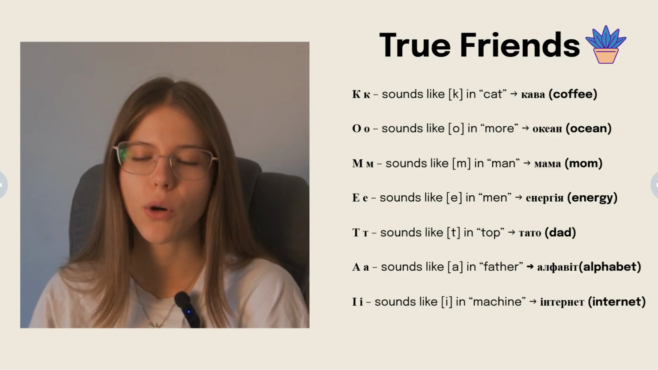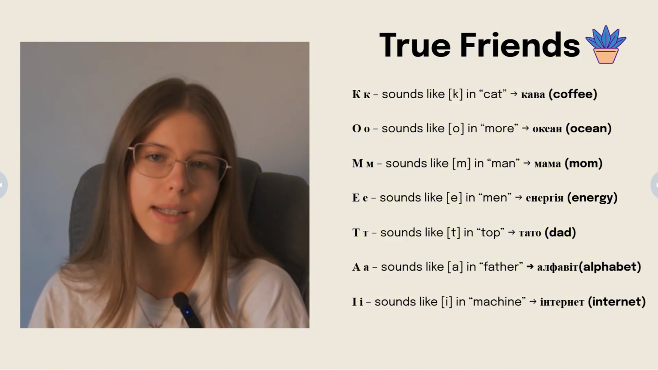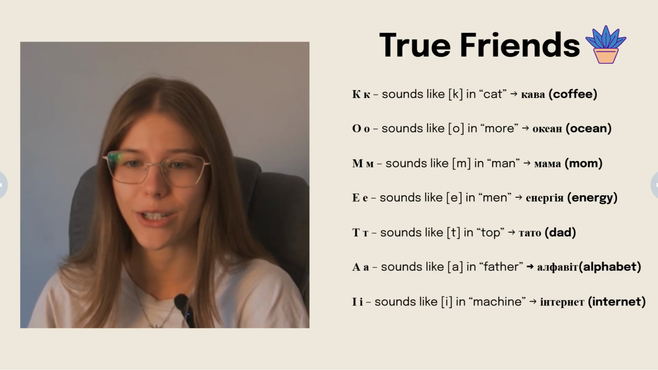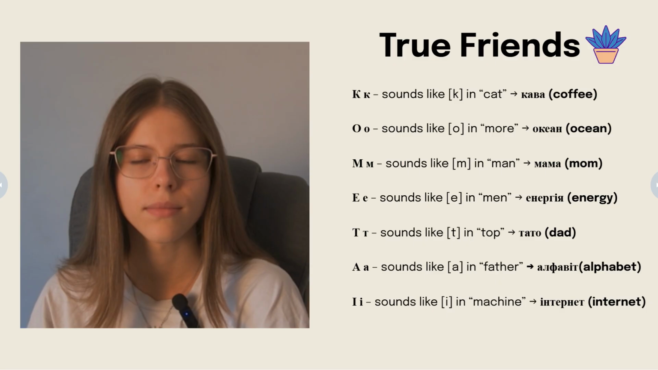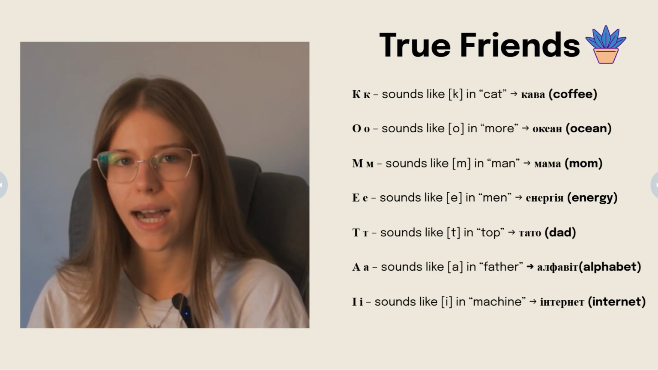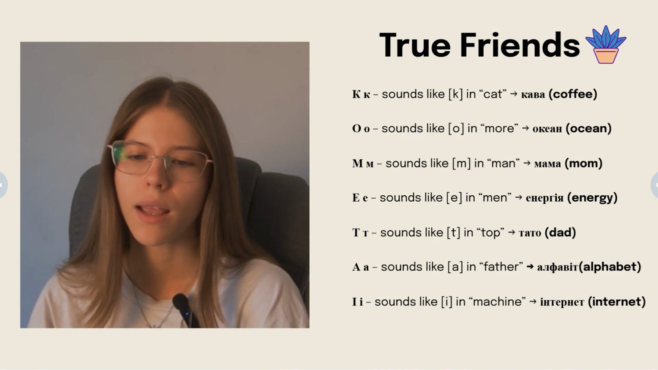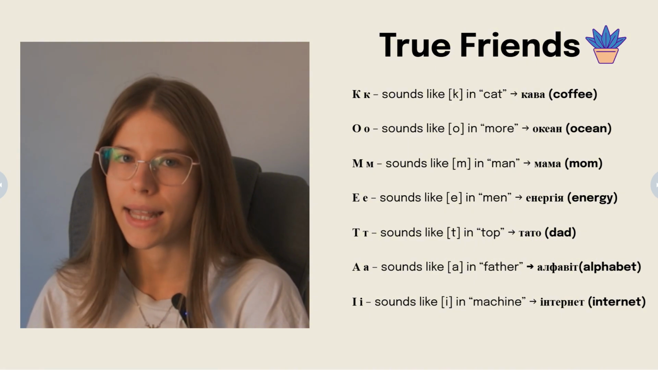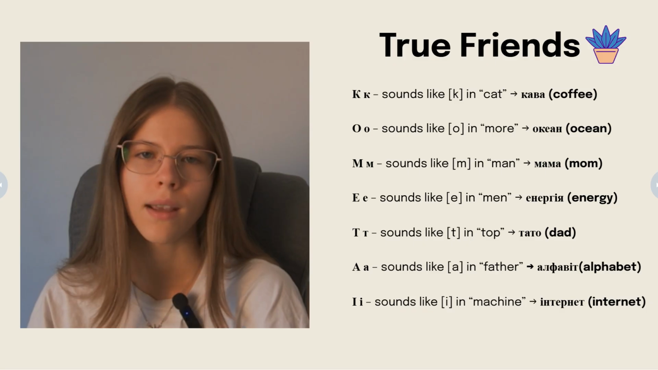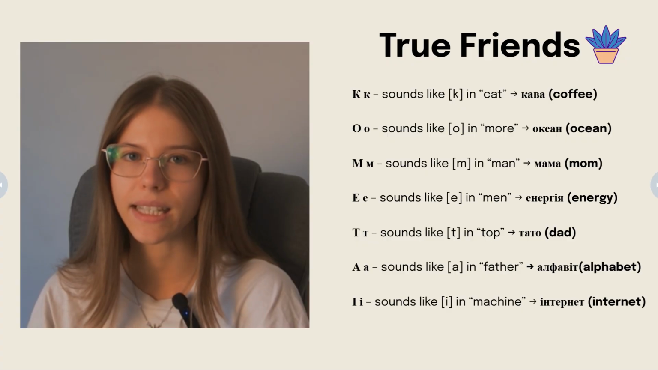And I propose to start with the easy part. It will be true friends. There are letters that look the same in Ukrainian and in English, and sound the same. So let's practice and learn. K, кава. О, океан. М, мама. Е, енергія. Т, тато. А, алфавіт. І, інтернет.